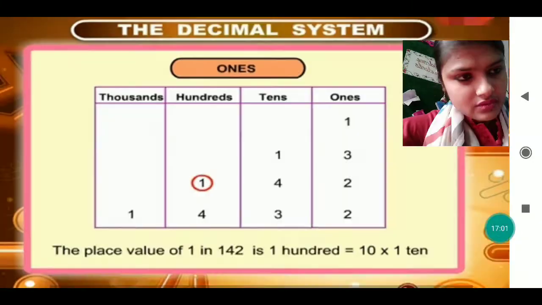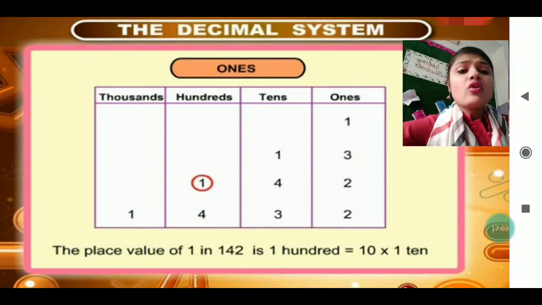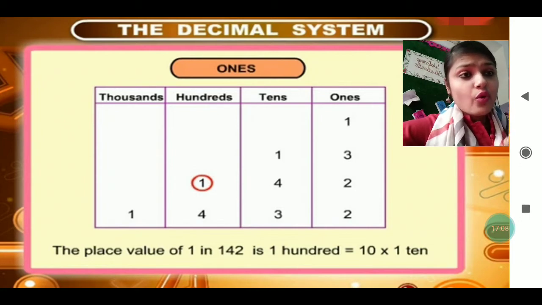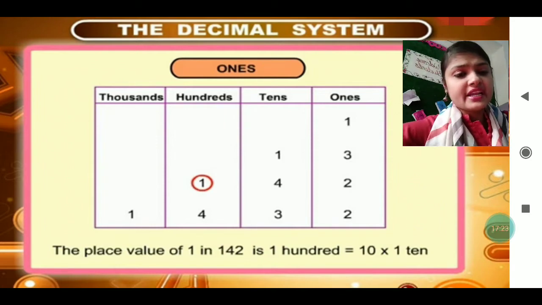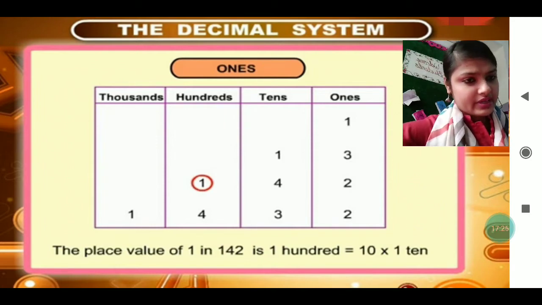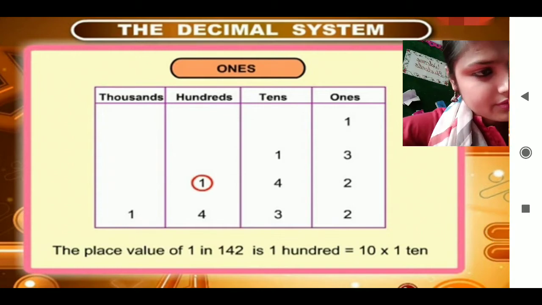Okay. In the same way, the place value of 1 at the hundreds place: the place value of 1 in 142 is 100, which equals 10 into 10. 10 into 10 means 100. 10 tens are 100. Don't get confused, the 10 here is written in alphabet, it means 10 only. 10 into 10 will be 100. So the place value of that one here is 100.